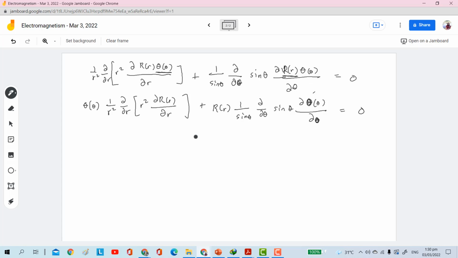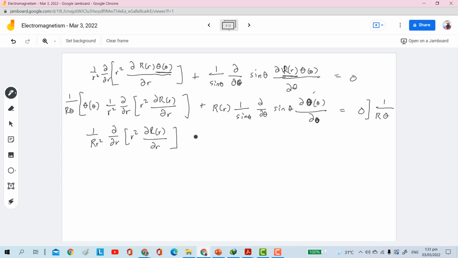Okay, and this is equal to 0. So what we will do is divide both sides by 1 over r theta. We will divide both sides by 1 over r theta so that this theta here will be cancelled out. So we are left with 1 over r squared, partial derivative of r squared, partial r as a function of r over r.